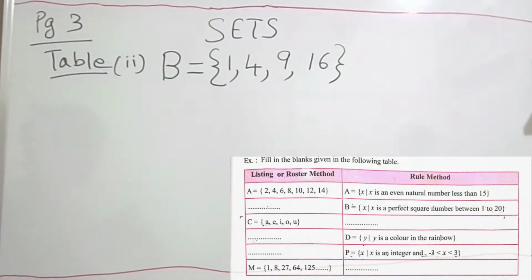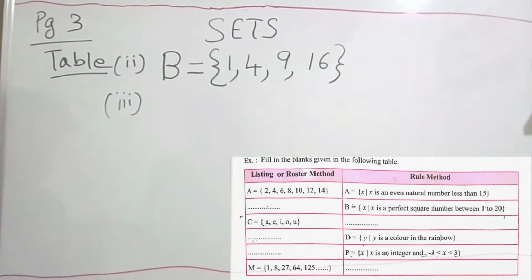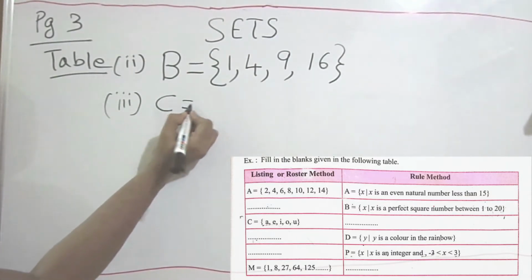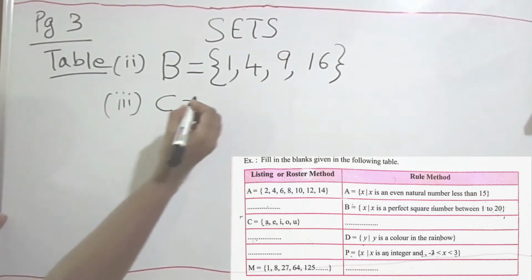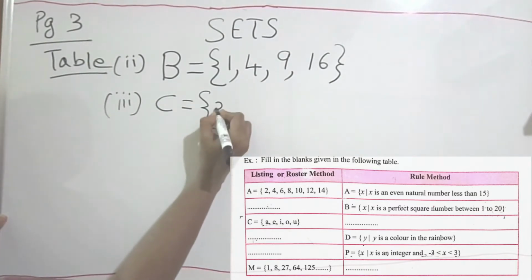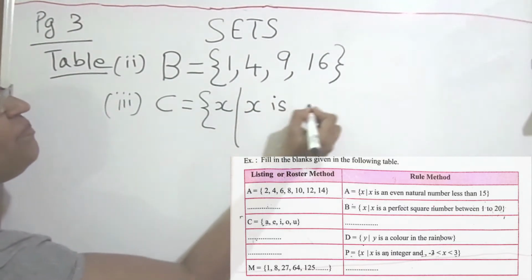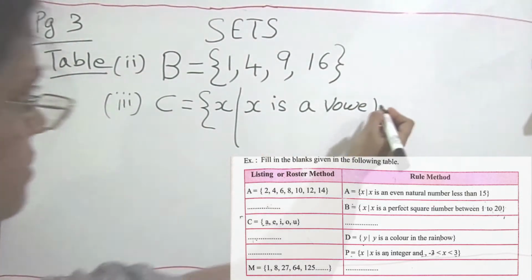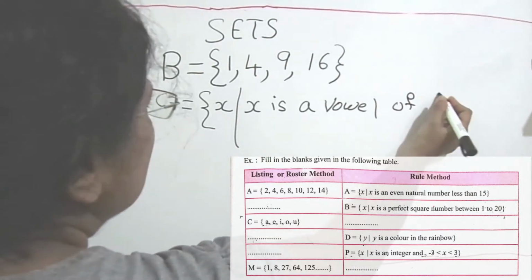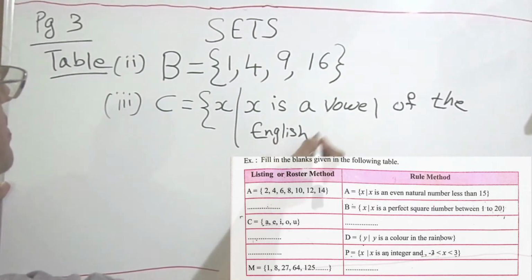The next one, C is equal to {a, e, i, o, u}. So name of the set is C. Now they have given it in listing method. You have to write in set builder form. How to write in set builder form? All the vowels you have to assume as a letter x. So you will first put the brace bracket x. Now go on to describe what is x. x is a vowel of the English alphabet.